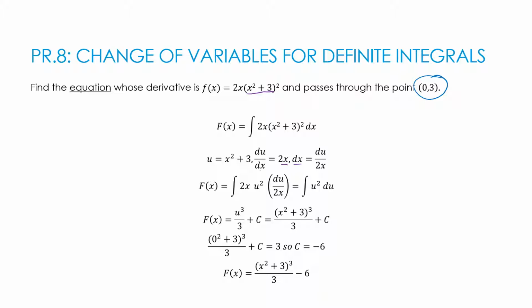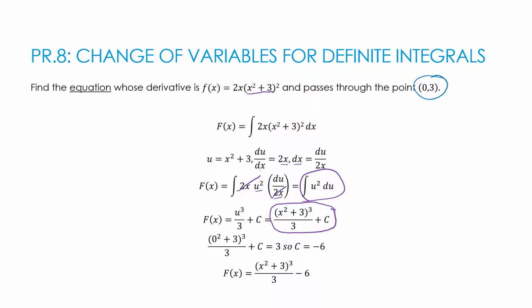I need it to all fit into my little pattern, so notice I've replaced not the 2x, but I've replaced the u and the dx with my other functions, and then it turns out 2x cancels, which is fantastic. So I'm finding the integral of u squared du, which is of course u cubed over 3 plus c. So my final answer, if they asked for just the general solution, would be right there.